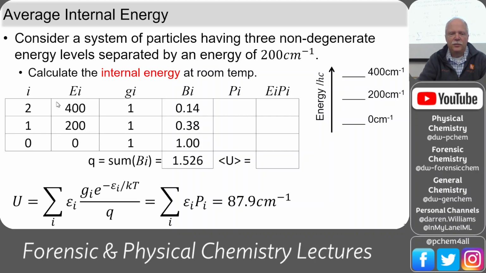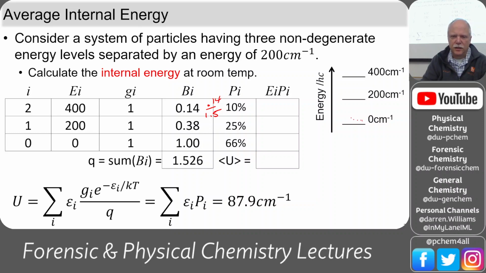So remember, the internal energy was those probabilities times the energy function. So here we have the probabilities. So this is roughly 10%, or 0.14 divided by 1.5. The next one's 25%, 0.38 divided by 1.5. And then the last one is the balance, 66%, 1 over 1.5. So those are our probabilities.